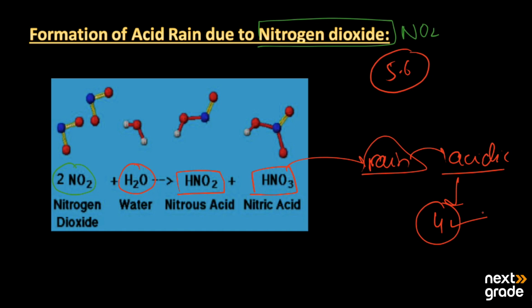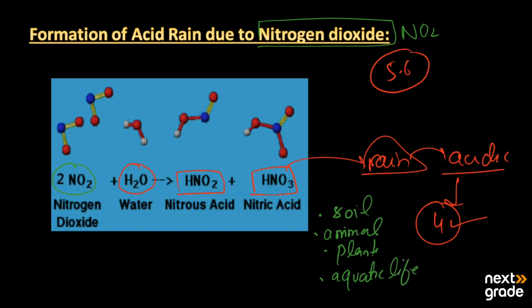So these acids dissolve in the rainwater. In turn, they may cause damage to the soil, damage to the animals, damage to the plants, and also damage to aquatic life. So this is very dangerous for all living organisms on the earth's surface.